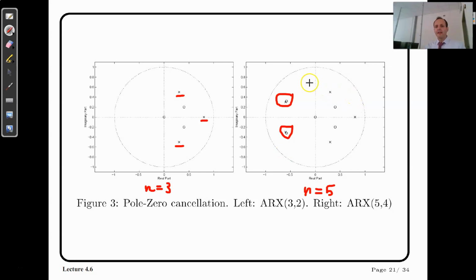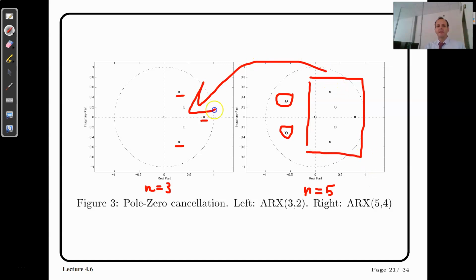Of course, the previous ones remain as they are here, the same poles and zeros as before, and the other one is an unnecessary parameter, so it is something that you need to remove.